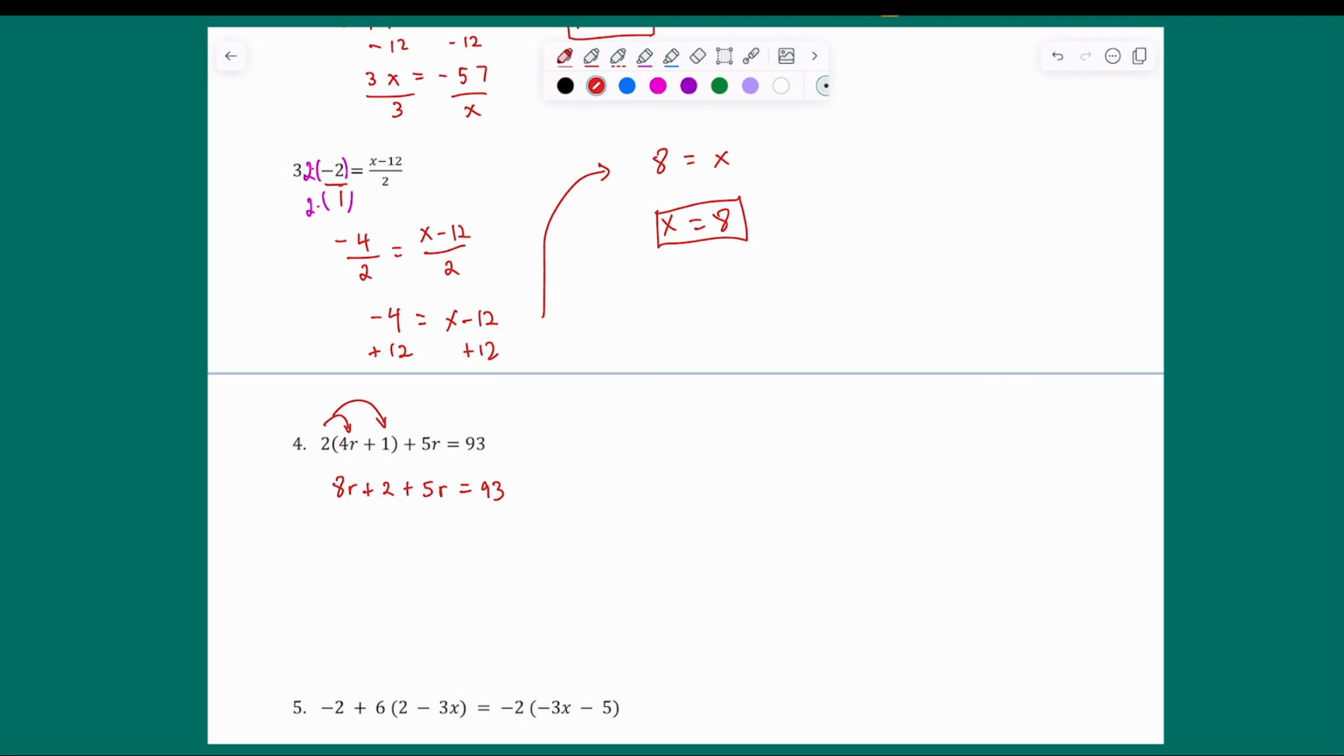We have 8r and 5r, so those combine to give us 13r plus 2 equals 93. Now we're going to subtract 2 on both sides to get 13r equals 91. And then we divide both sides by 13, and that will give us r equal to 91 divided by 13, which is r equal to 7.